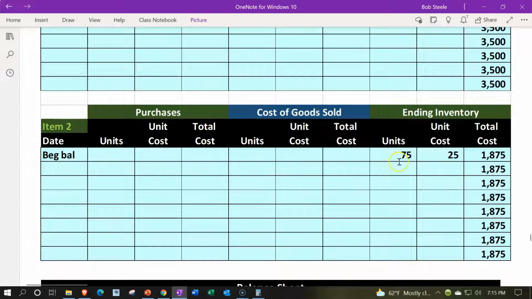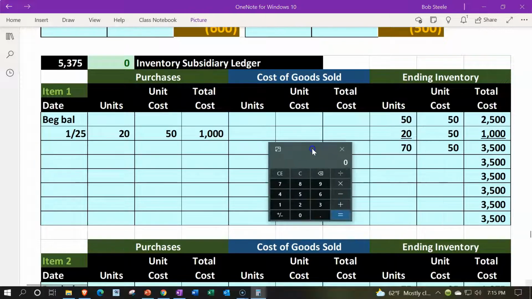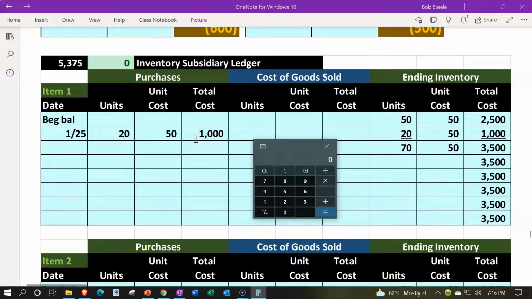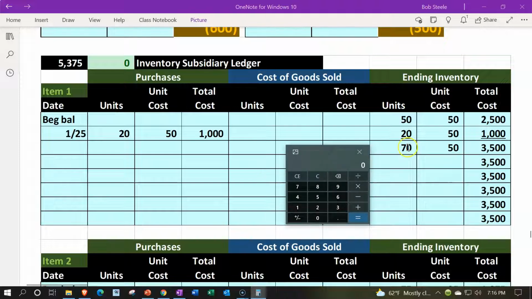We had 75 of those at $25 or $1,075. Here we're going to say that we purchased, in the purchased column, 20 units at $50. Therefore, we increased it by the total of the 1,000. And if I pull that up to my ending inventory, what does that mean? That means we started with the 50 plus the 20. We've now got 70 units. And now we've got a cost of 2,500 plus the 1,000.